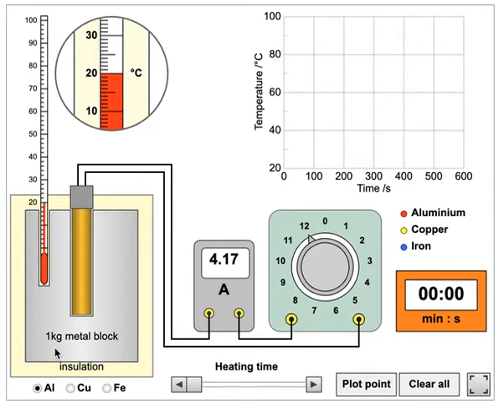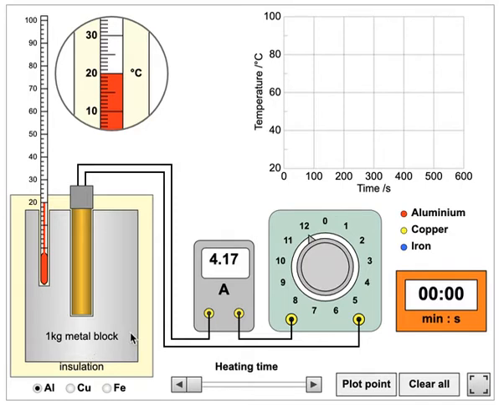We've got 1 kilogram of the metal block. And what we've got to do is work out how much energy we're going to input into our metal block over a certain amount of time, see what the change in temperature is, and then we can use that to find out the specific heat capacity.